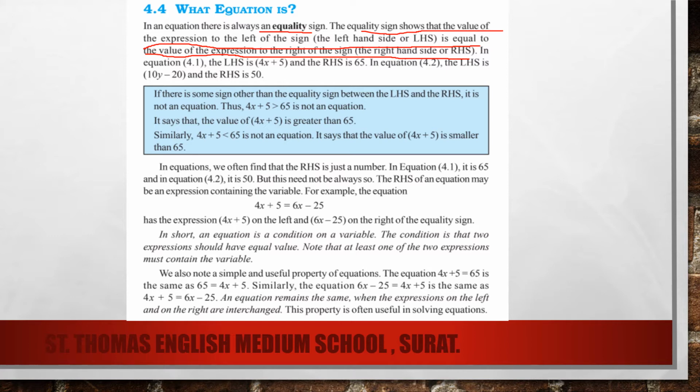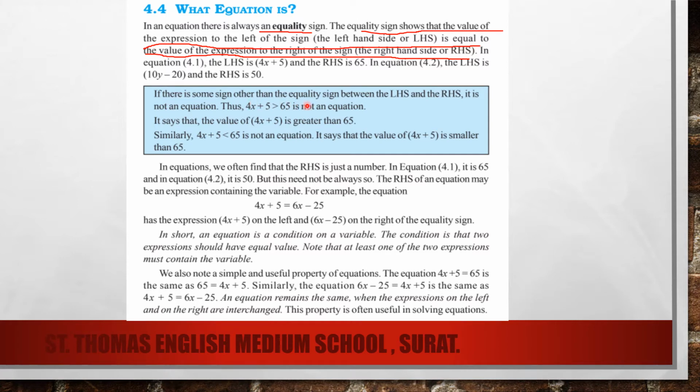And you can see one equation marked, that is 4.1. So you can turn the page. There they marked one equation, that is 4.1. In that equation, 4x plus 5 is called LHS, and 65 is called RHS. Again, they marked one equation 4.2. In that, LHS is 10y minus 20 and RHS is 50.